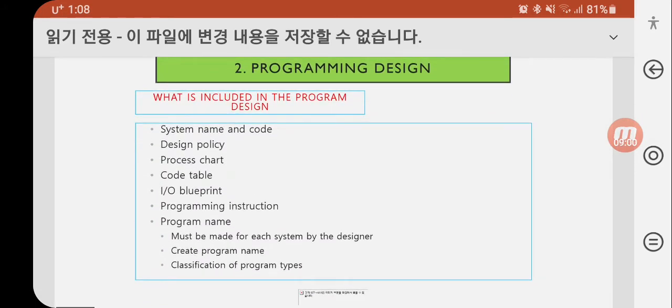What is included in the program design? System name and system code, design policy, process chart, code table, input-output blueprint, programming instruction, program name.